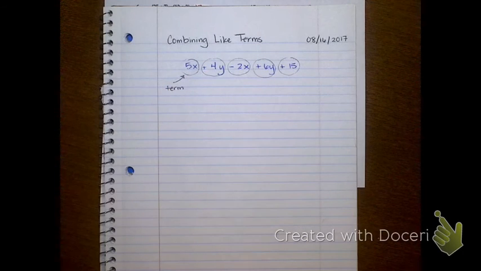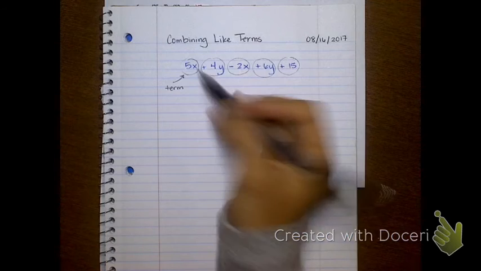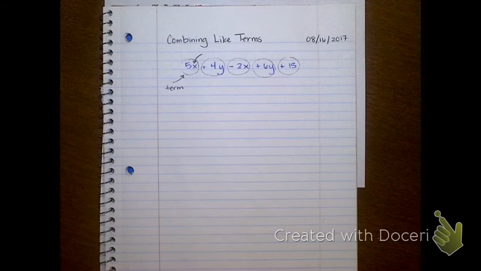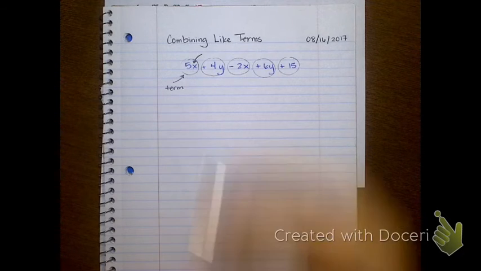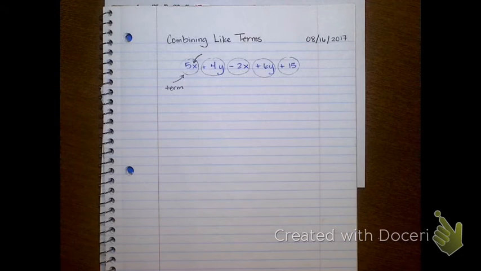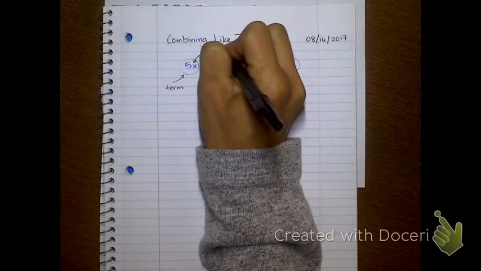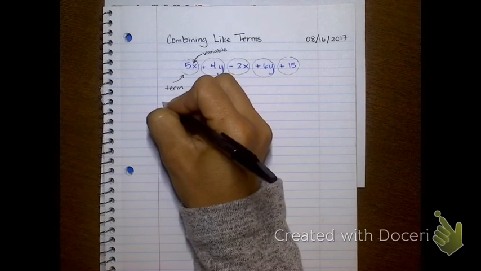Now, a term can be made up of different things. This particular term has a letter, not just a number. Do you guys remember the mathematical word for letter? I heard someone say it. Variable. Do you guys remember learning that word before? Okay. Let's define what variable means.